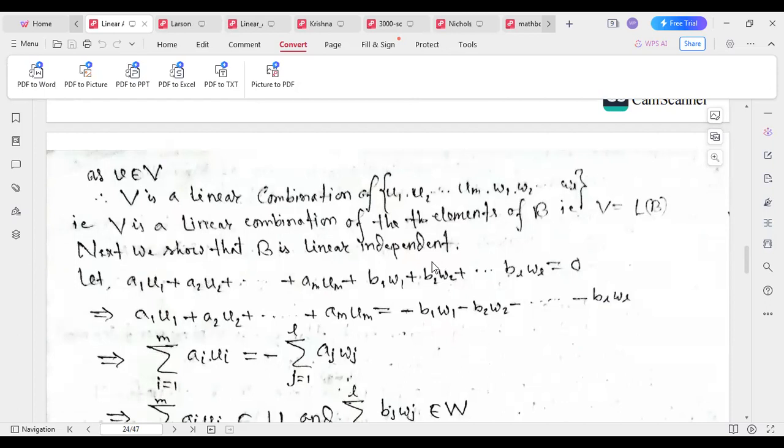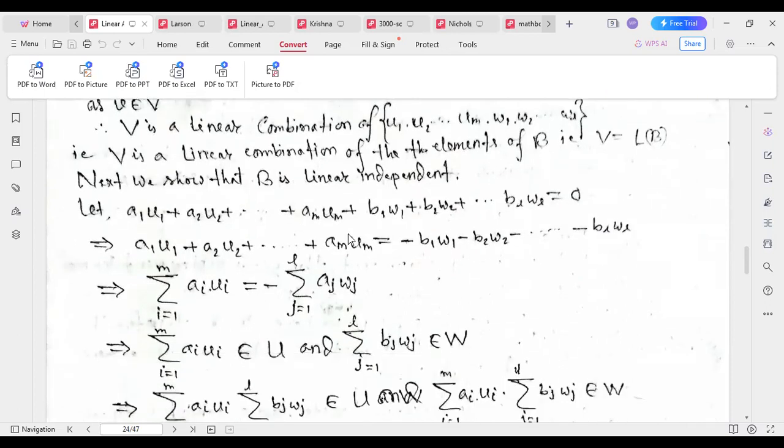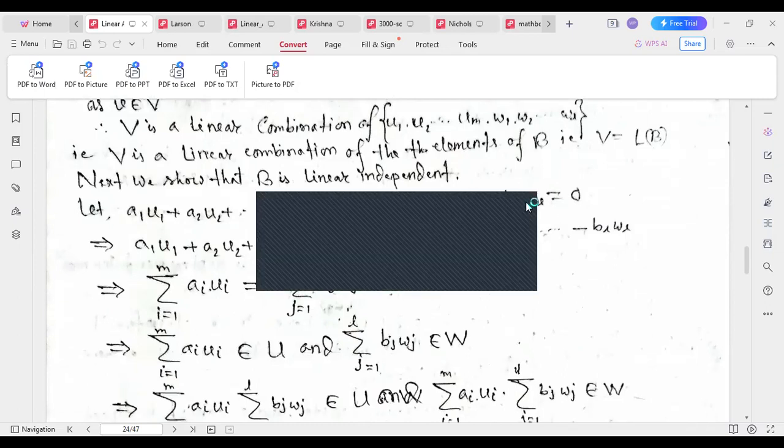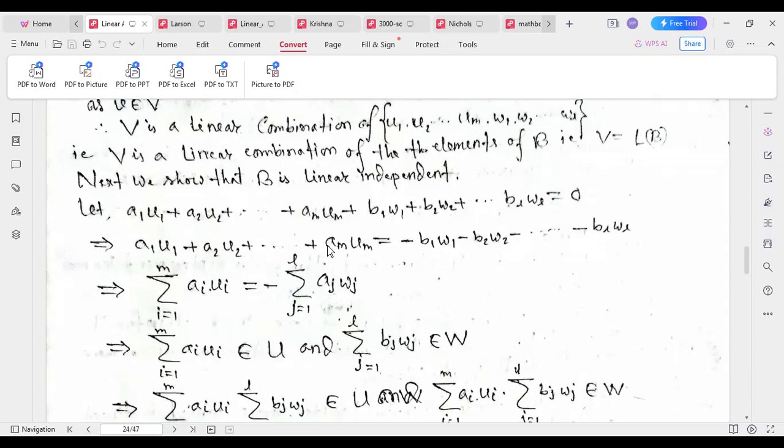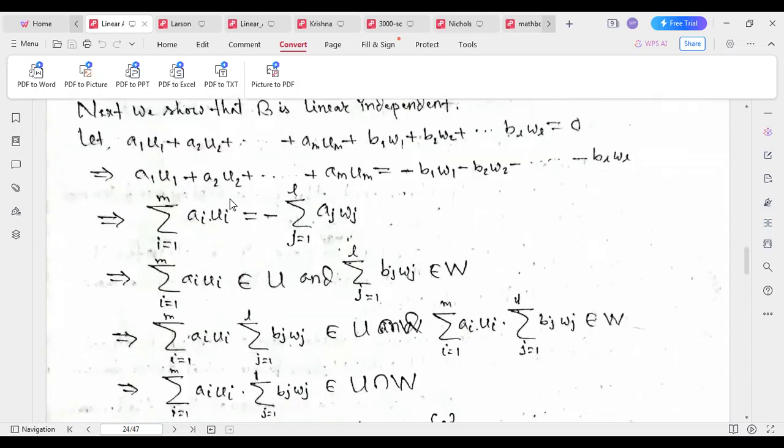Next, we show that B is a linearly independent set. So set the linear combination equal to 0. Now this linear combination equals minus b1 w1 minus b2 w2 ... minus bL wL, so this can be written as a summation, i equals 1 to m and j equals 1 to L. So this belongs to U and this belongs to W.